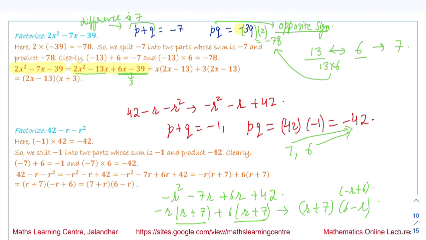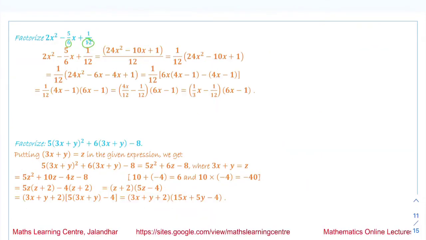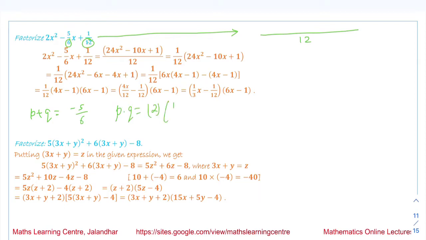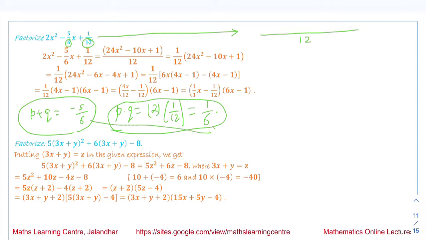Now in the next question, we have 12 in the denominator over here and 6 in the denominator over here. To solve these kinds of questions, first we take the LCM. The LCM will be 12. Otherwise, we have to find p plus q equal to minus 5 by 6, and p into q equal to 2 into 1 by 12, that is 1 by 6. And it will be difficult to find such numbers because these are fractions, numbers in the form p by q, not integers. So it is difficult to find p and q in this case.